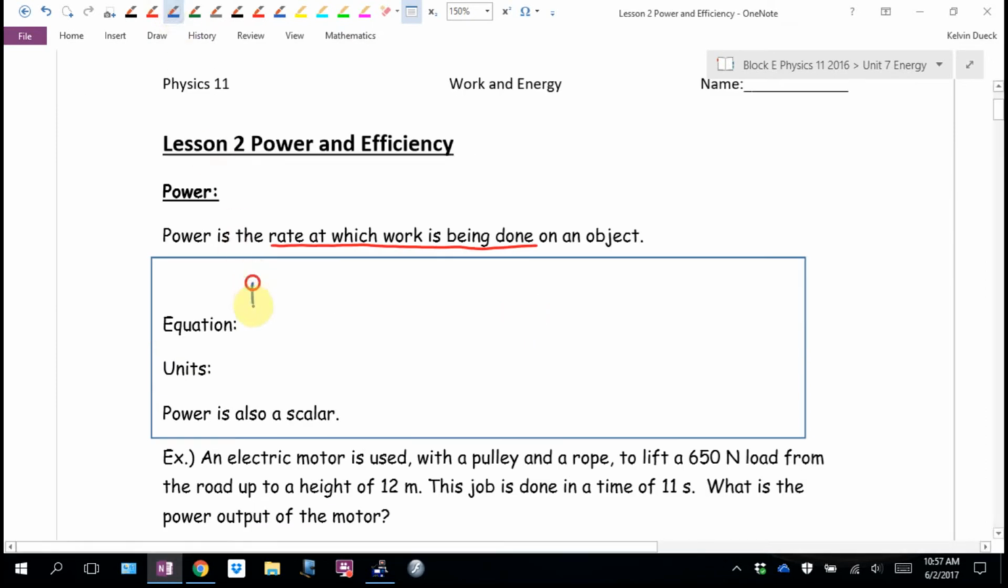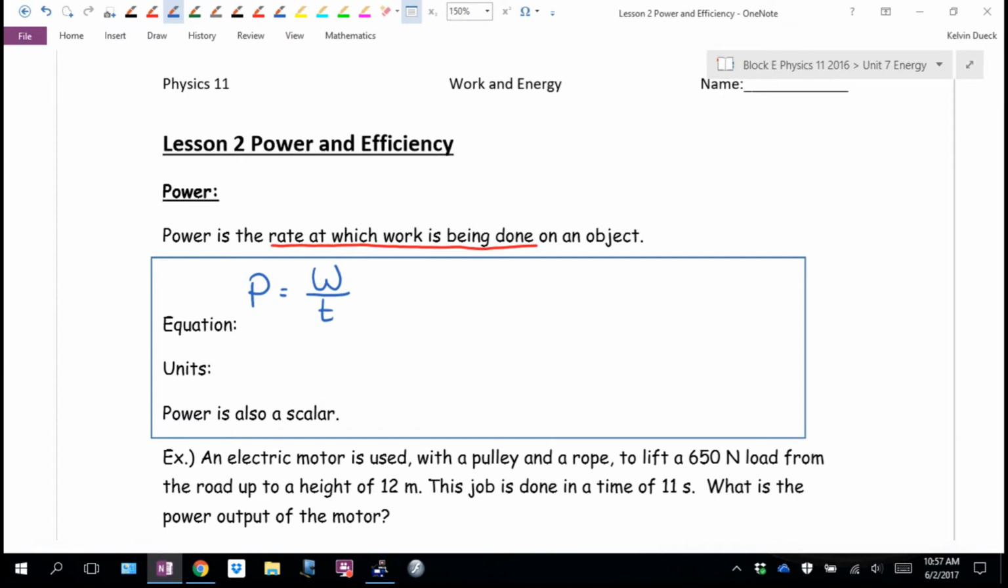Thankfully, the symbol for power, capital P. By the way, capital P power, lowercase p momentum. Sorry, don't have enough letters in our alphabet. Anytime we have the rate at which something is done, we really mean you're dividing by time. Power is work over time.